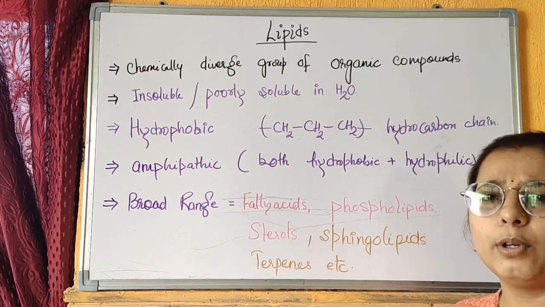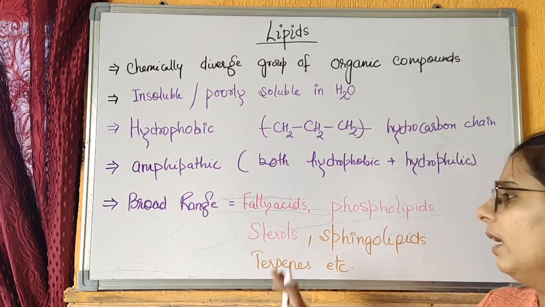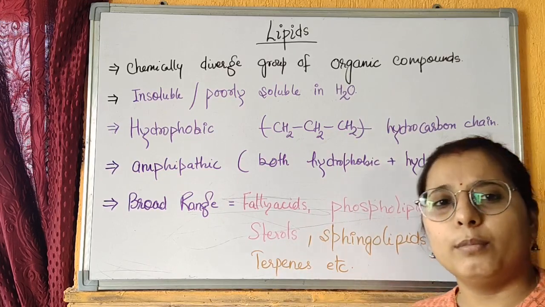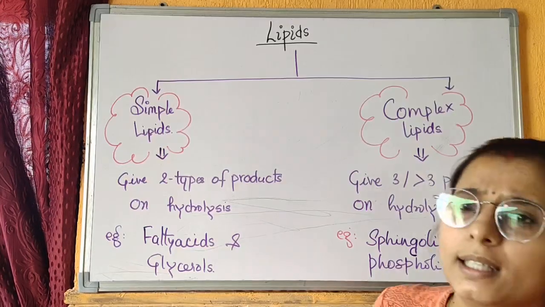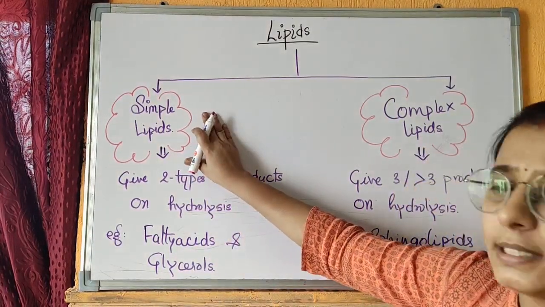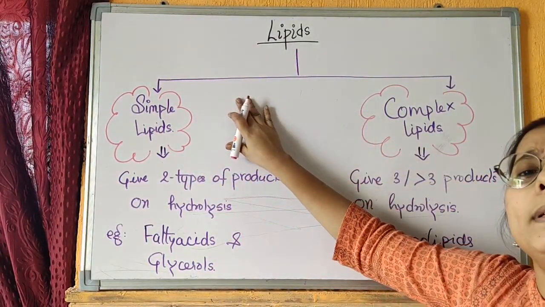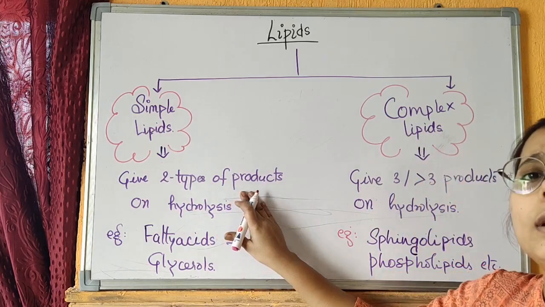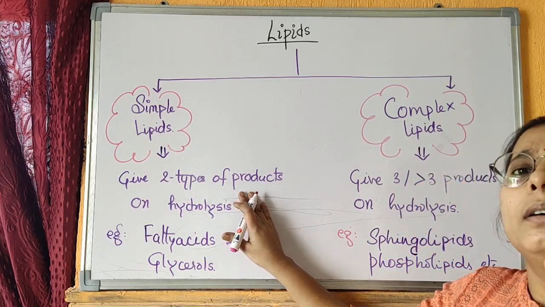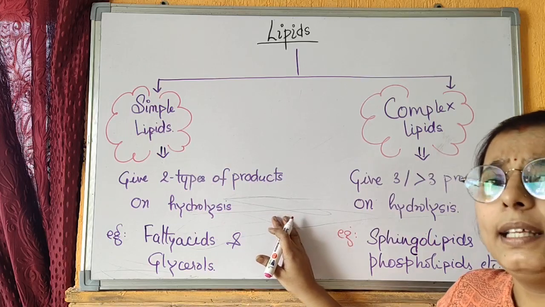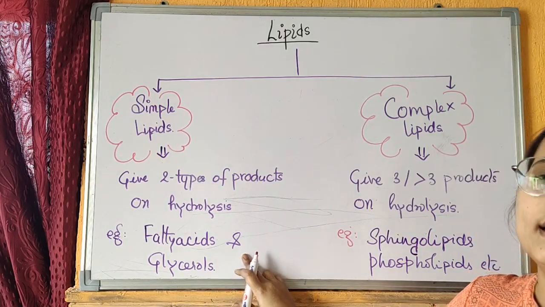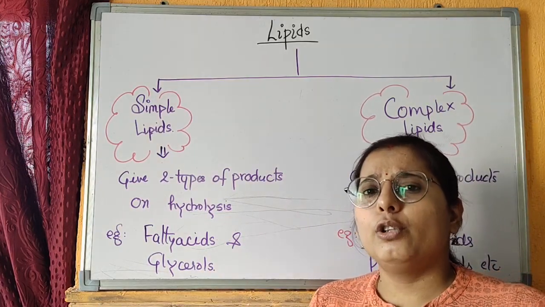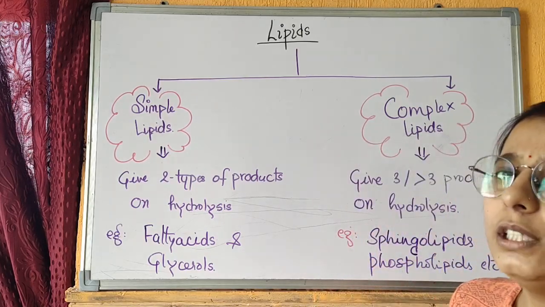Lipids have a very broad range of molecules, and they include fatty acids, phospholipids, sterols, sphingolipids, terpenes, and some other molecules. Lipids are of two types: simple lipids and complex lipids. Simple lipids are those lipids which give two products after lysis with water, or the lysis of the lipid molecule by the addition of a water molecule, and it includes the example of fatty acid and glycerol. Fatty acid and glycerol are those lipids which, after addition of a water molecule or the breakage by the water molecule, give only two products.